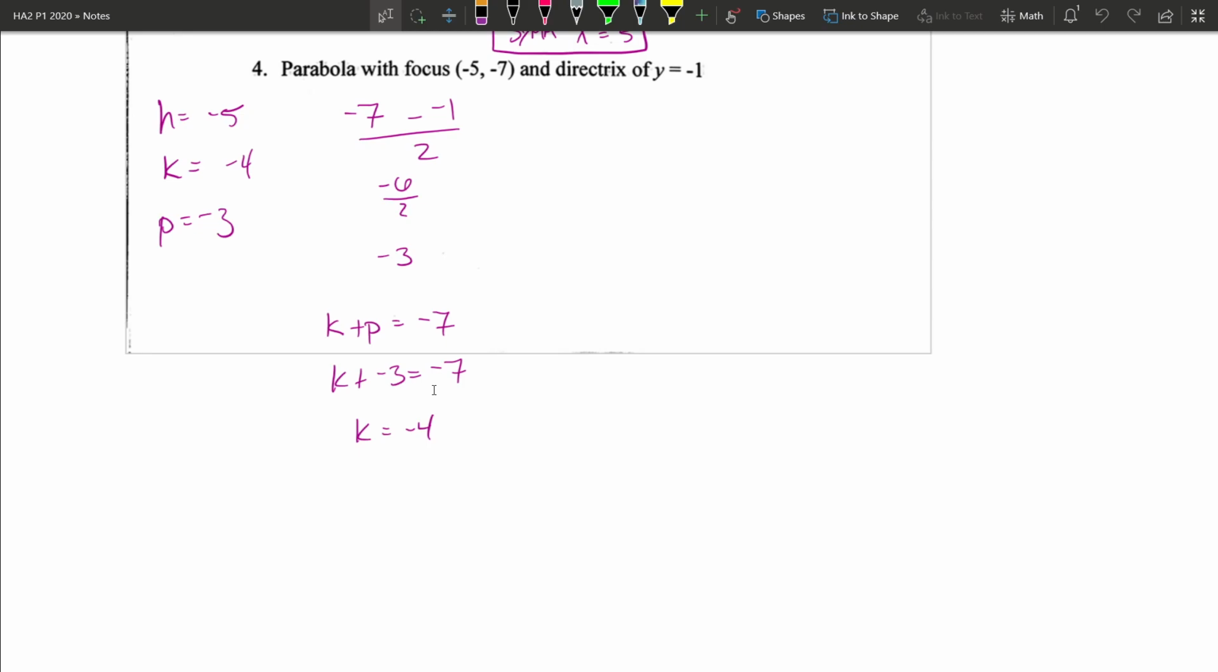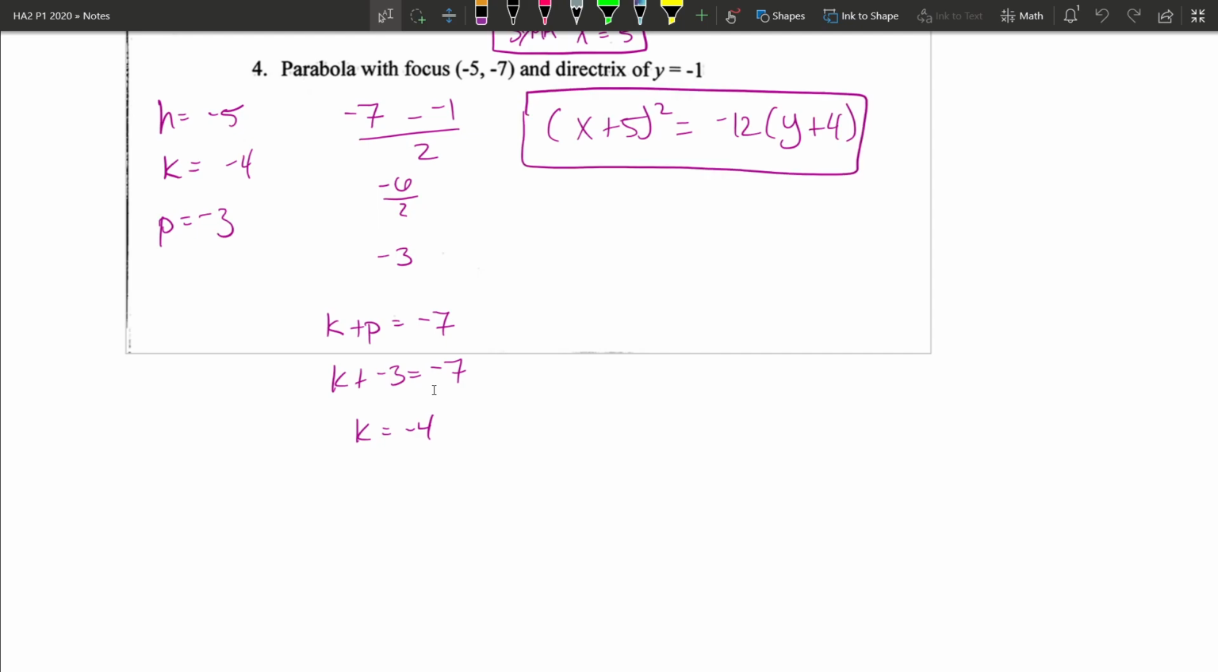And now we can do our equation again. Yay! X minus negative, so plus, x plus h minus h. 4 times negative 3 is negative 12. And then y minus k will be plus 4. So here's our equation. Our vertex will be at negative 5, negative 4, h, k.